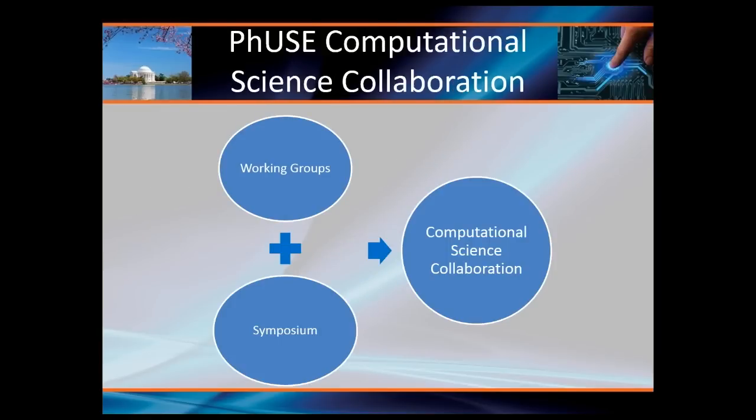So what is the computational science collaboration? Well, it's actually a simple picture here. The whole collaboration is really broken down into two components. The first is the symposium, which we hold every March. And so we will be having a computational science symposium this coming March, in the middle of March, which I'll talk about in a little bit. But then in addition, we have the computational science working groups. These are the groups that meet throughout the year to work on these activities and to report back and develop things as we go along.